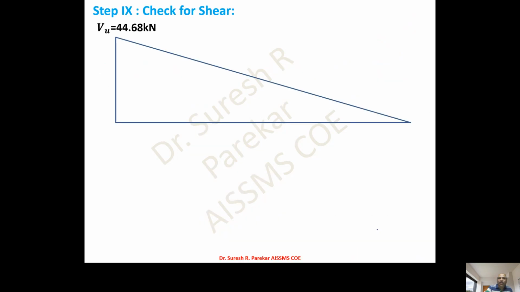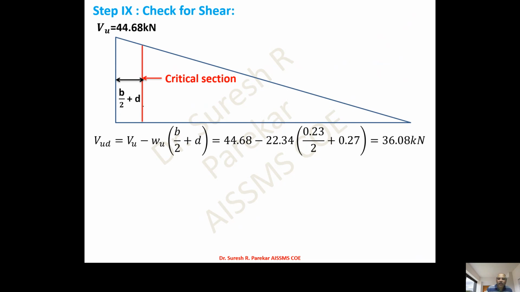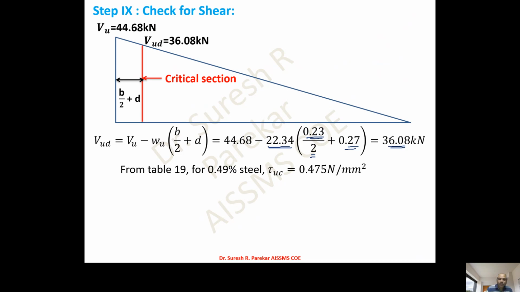Now we have reaction at support, we have 44.68. Then we have B by 2 plus d. Now B by 2 we will have to assume. So we have considered 230 mm width of support upon 2, and small d we have 0.27. And then UDL we have 22.34. That will give me the critical shear, which will be at d from the face of the support, 36.08 kilonewton.